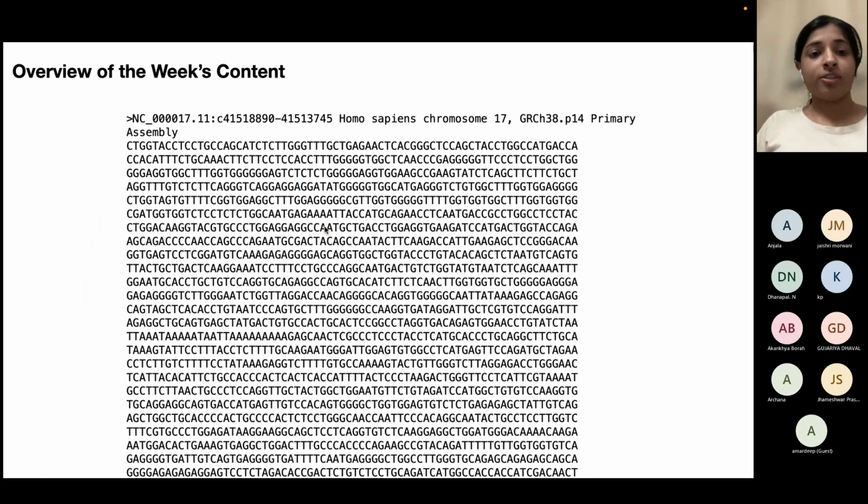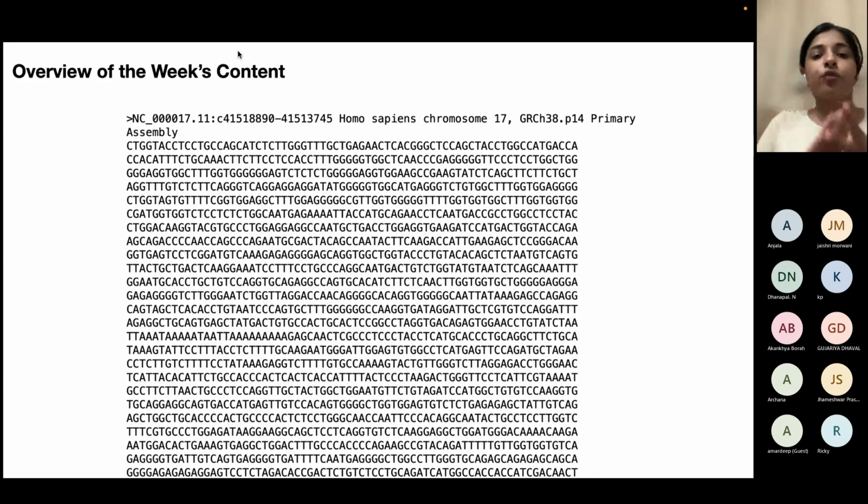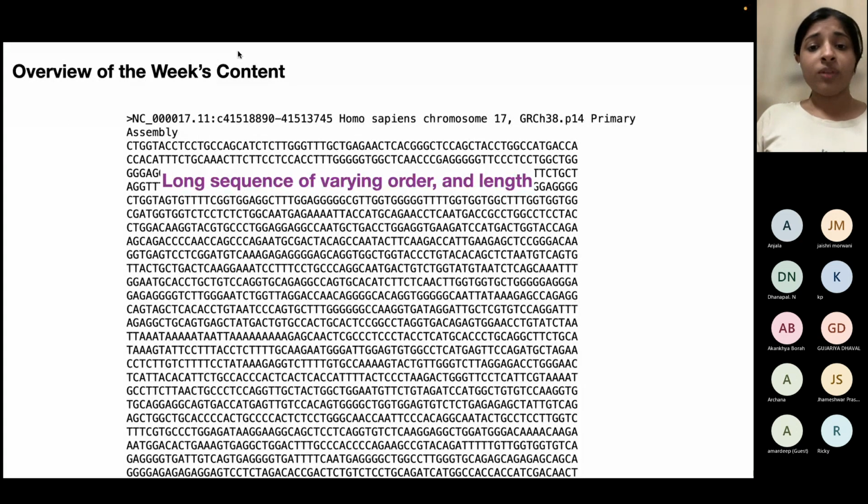So this is just a sequence of a protein coding region taken from Homo sapiens, which is humans' protein coding region, and we can see the mere size of it, right? It has so many bases, and they're all just 4 bases. And what is unique to you is the sequence in which these bases are arranged next to each other. So this is what creates any genetic variation, and DNA is nothing but a long sequence of varying order and length.